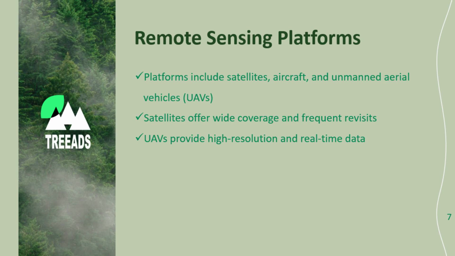Remote sensing platforms include satellites, aircraft, and unmanned aerial vehicles, UAVs. Each platform offers distinct advantages based on factors such as coverage area, resolution, and cost. Satellites, with their wide coverage and frequent revisits, are particularly useful for large-scale monitoring of wildfires. UAVs, on the other hand, provide high-resolution and real-time data, making them valuable for localized monitoring or rapid response efforts.